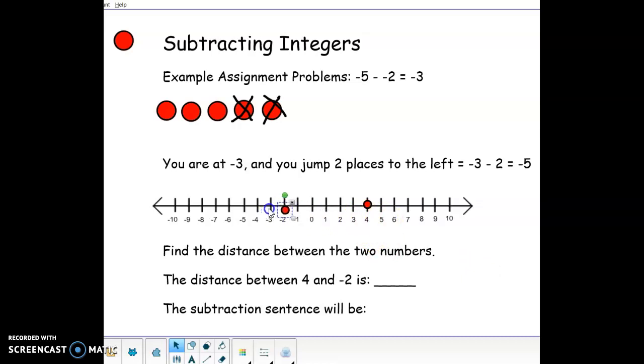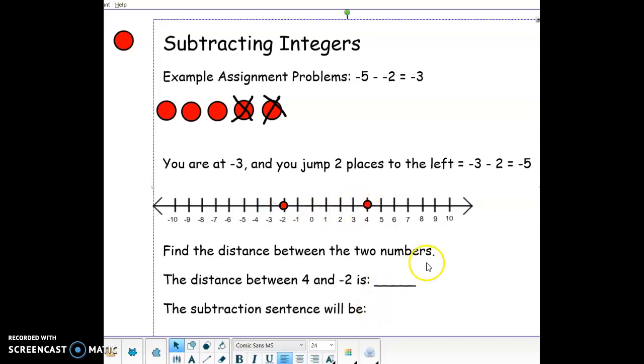So I go to negative 2, and I count my spaces. The distance between them is going to be 1, 2, 3, 4, 5, 6 spaces. So we would say that the distance between positive 4 and negative 2 is 6. So my subtraction sentence is going to be that positive 4 minus a negative 2 equals 6. Okay? So you'll have to do a couple of problems like that on your assignment.